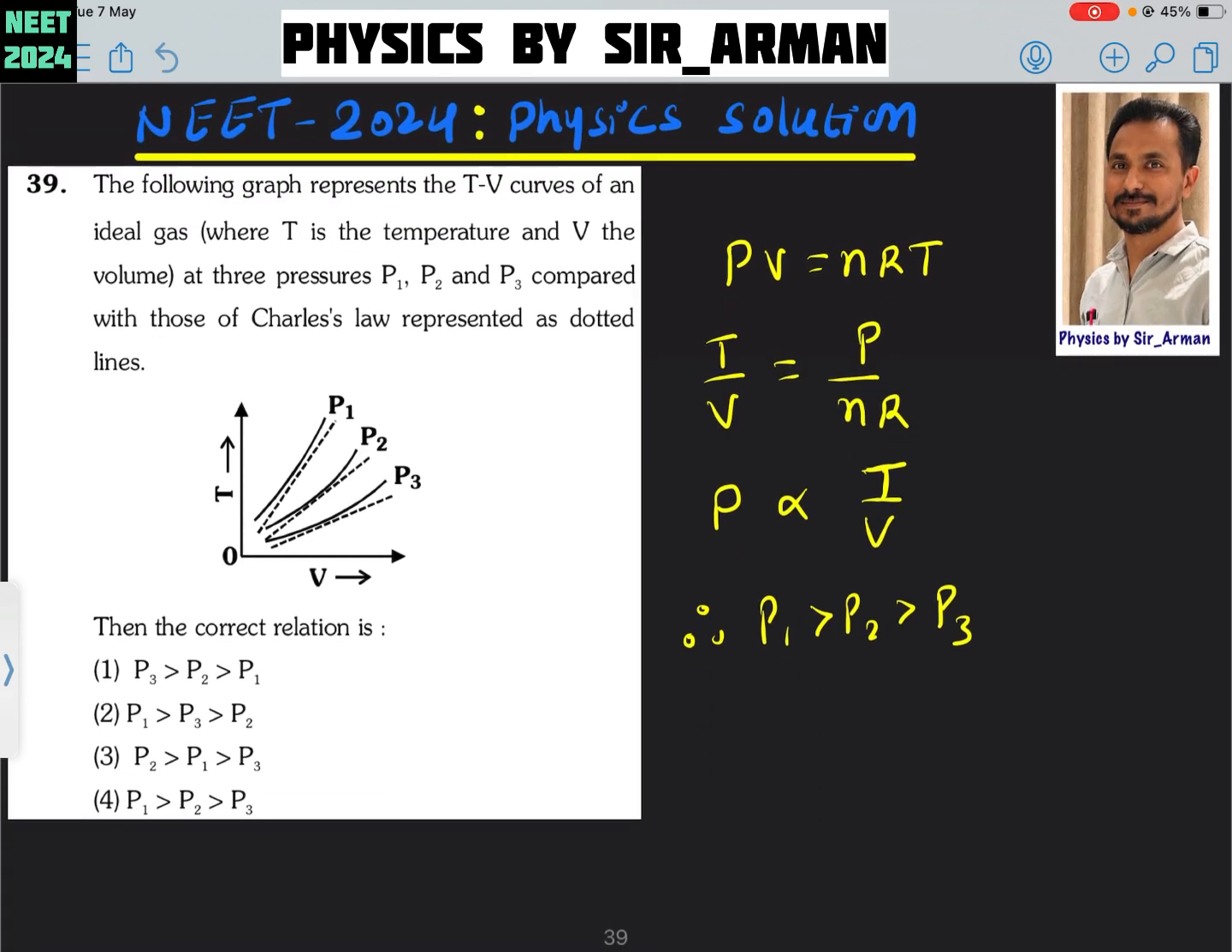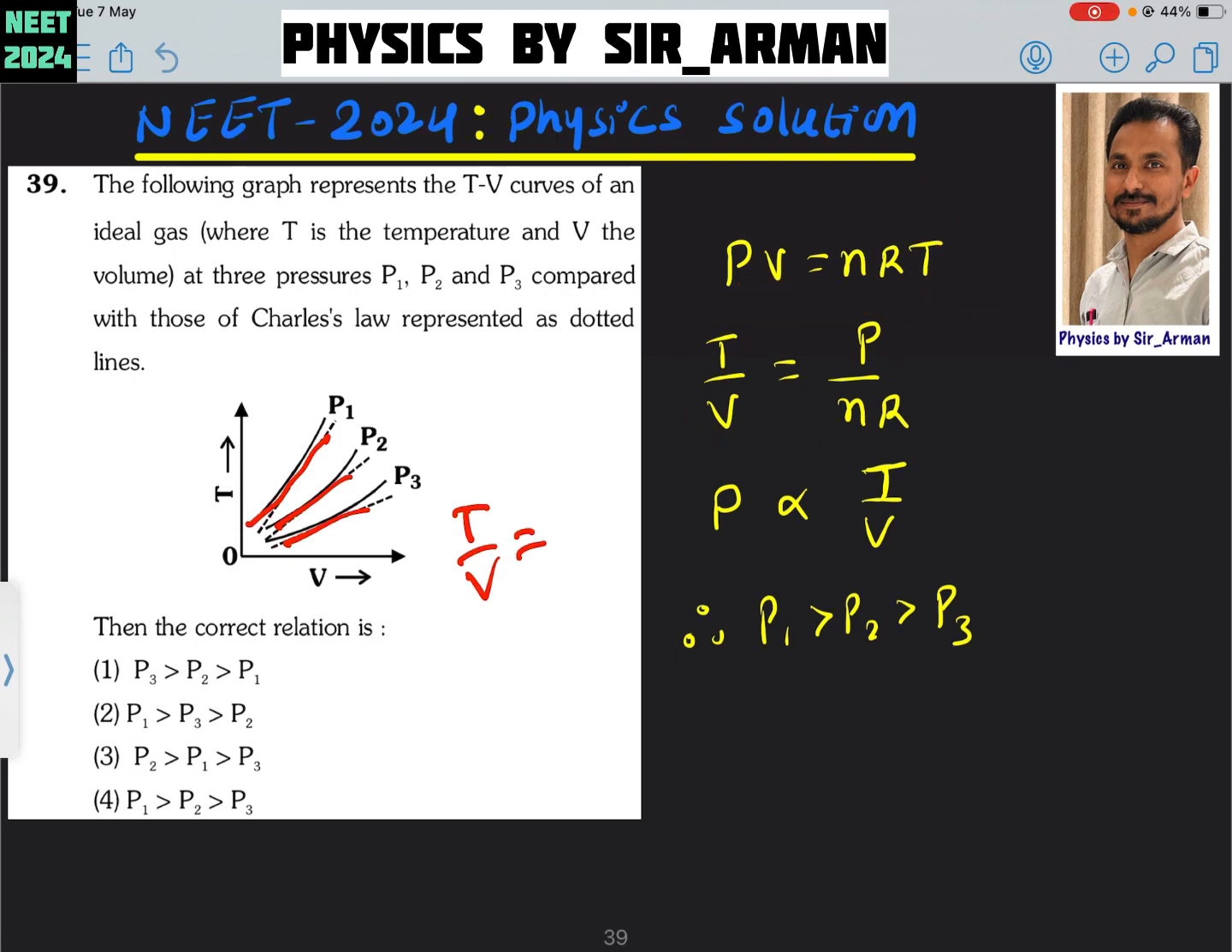Question number 39. The following graph represents T-V curves of an ideal gas. We have to identify which graph shows highest pressure, or arrange the pressure in increasing or decreasing order, means verify which one of the given options is correct. Now from the ideal gas equation, PV equals nRT. All the slopes given are for the T by V graph. So we can bring V here, so it becomes T by V.